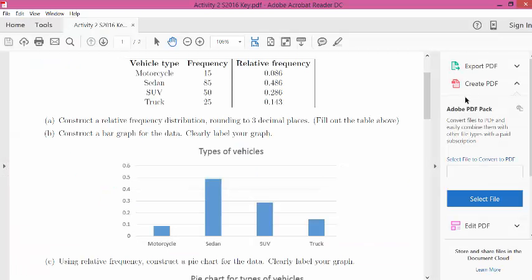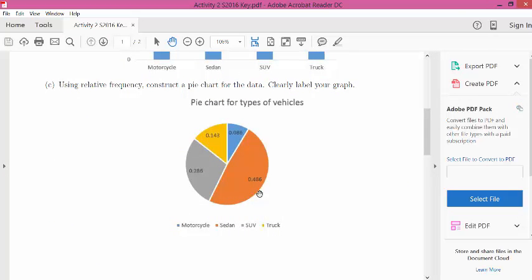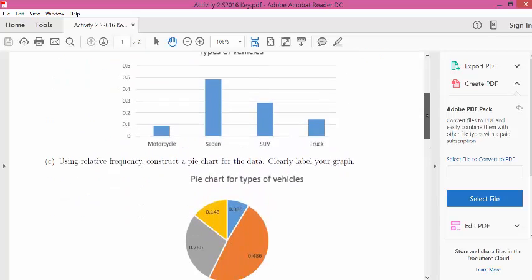So if we go back to this activity, you can see here that gives you just another way of looking at it, right? So different type of people prefer different types of representation. So this gives you an idea. Oh, okay, so almost half of these vehicles were sedans, right? And very few were motorcycles. Okay, but these two pictures tell you exactly the same information.